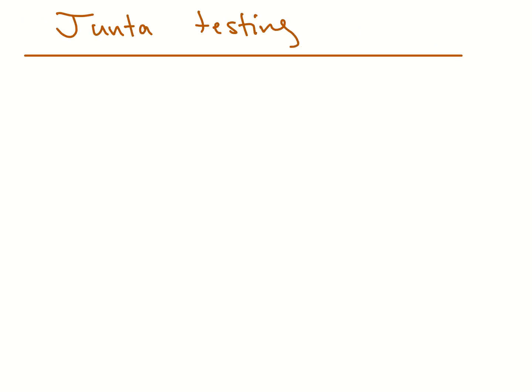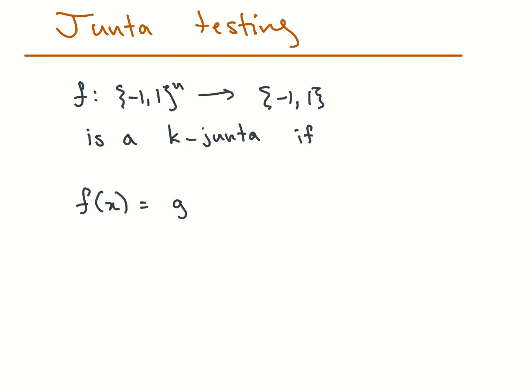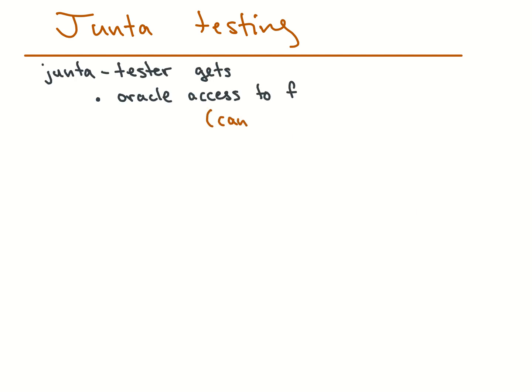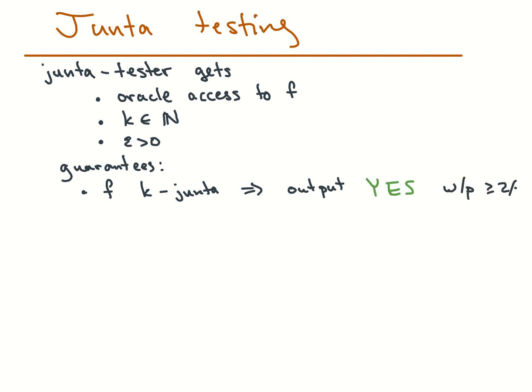But let's start with a problem that is older and better known. A Boolean function on the discrete cube is called a k-junta if it can be written as a function of just k coordinates. A junta tester is an algorithm that gets oracle access to f, meaning that it can query f of x for arbitrary x in the discrete cube, and it gets parameters k, the junta size, and epsilon, a tolerance parameter. And this algorithm must guarantee that if f is a junta, then the algorithm will say yes with probability at least 2/3.